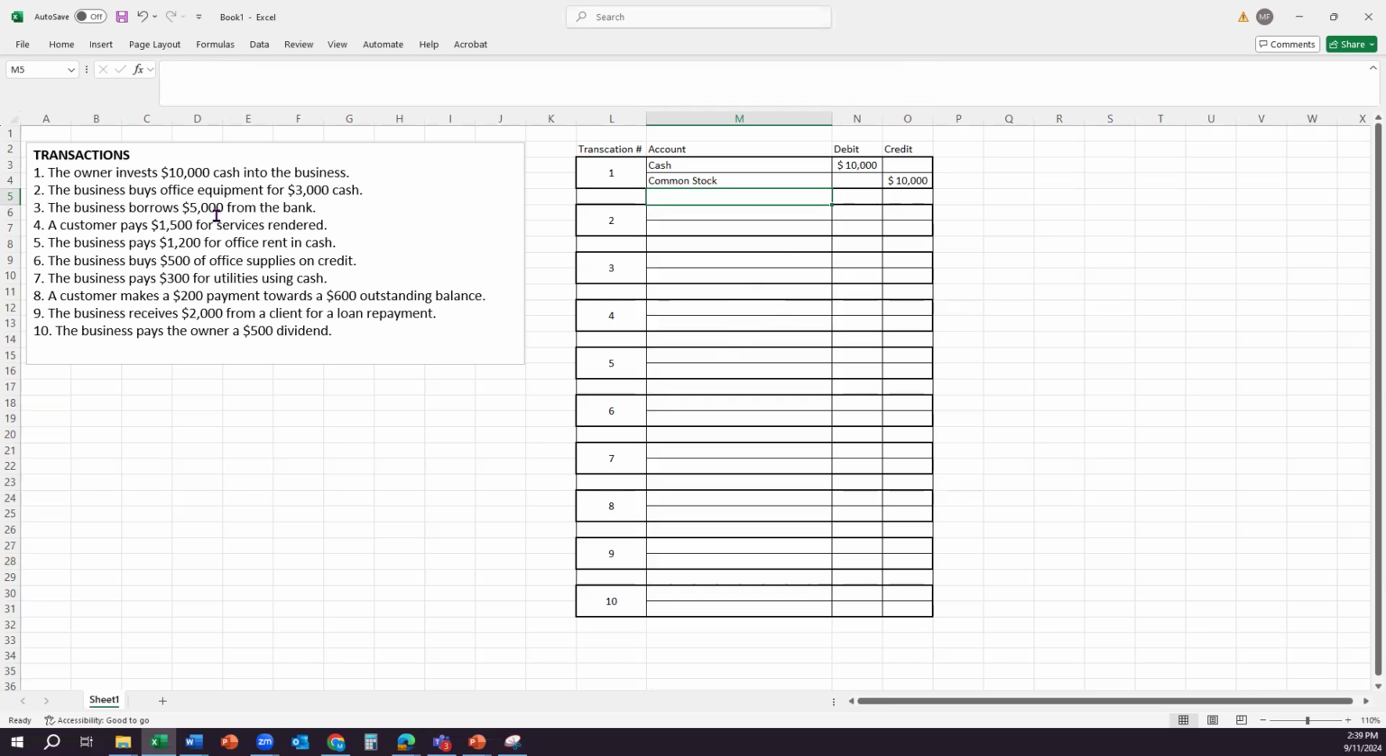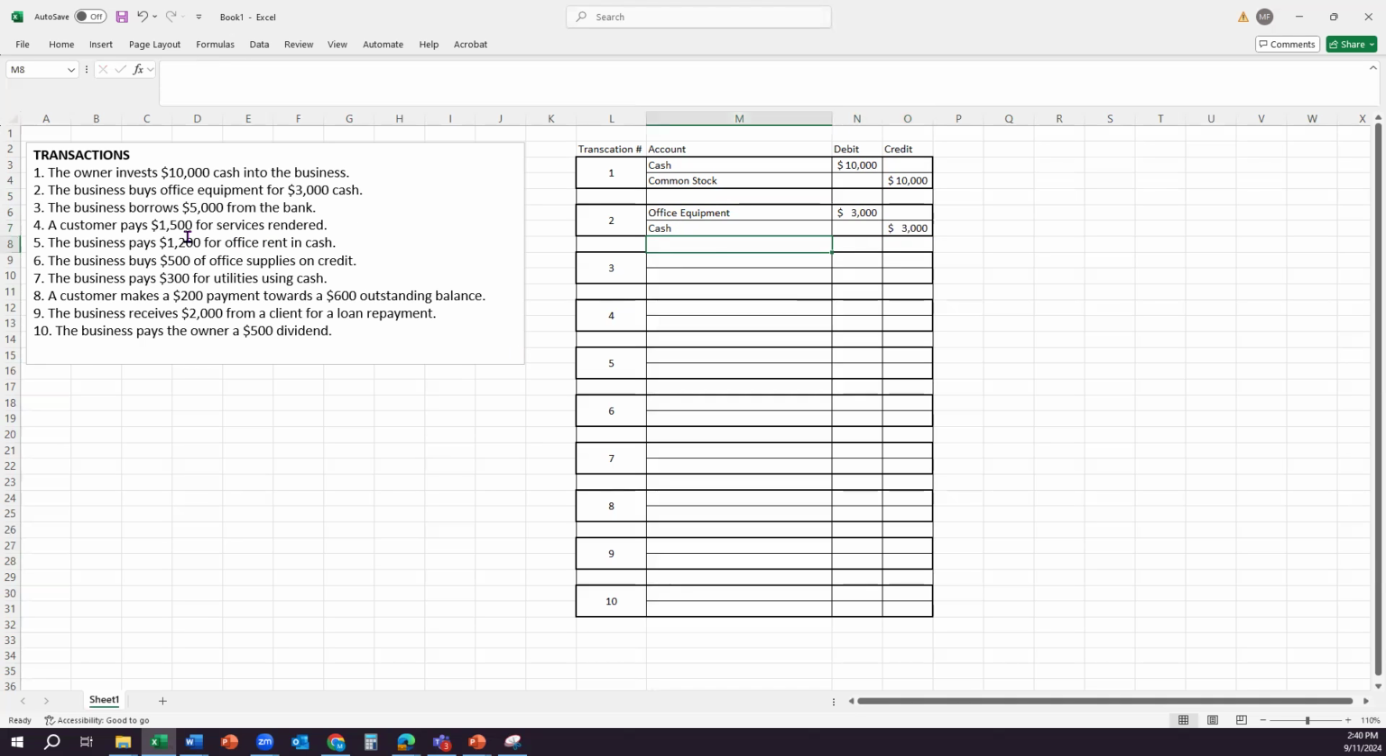On the second transaction, the business buys office equipment for $3,000 cash. Okay, what accounts? Equipment or office equipment, which is an asset, and cash, which is an asset. The equipment is going up because we're adding new equipment to the business, and the cash is going down because we're paying it. And so I'm ready to make my journal entry now because I know an asset going up is debited. So I'm going to call it office equipment. I'll debit $3,000, and then cash, which I'm paying out, will go down, or credit 3,000.